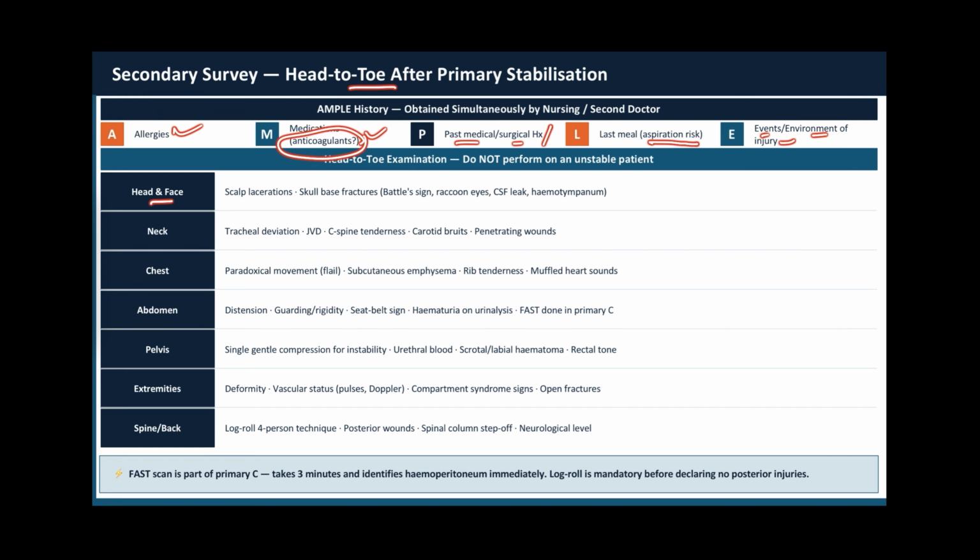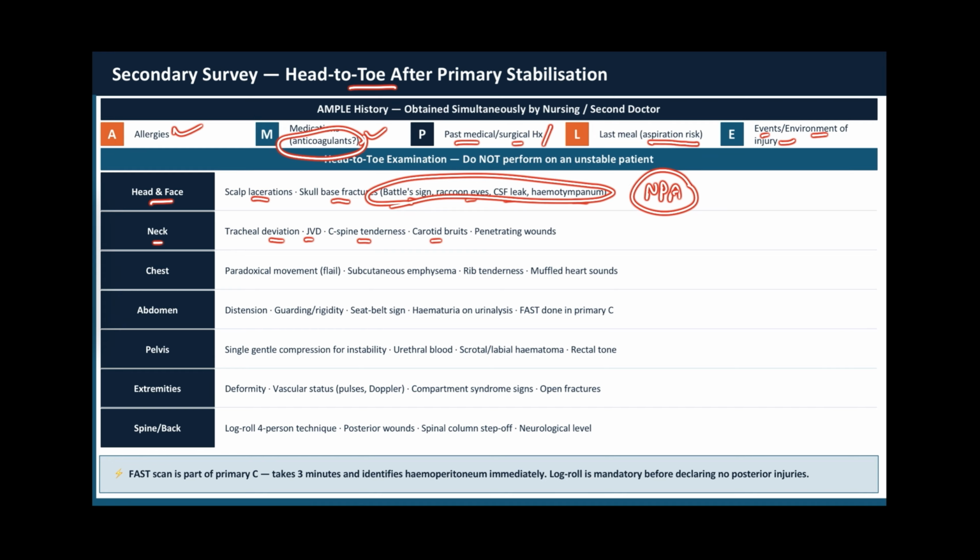In head and face, first and foremost look for scalp lacerations. Once this is done, look for skull base fractures. What are these? These are Battle sign, raccoon eyes, CSF leak and hemotympanum. All these are signs of a base of skull fracture. As soon as you identify any of them, do not use an NPA. Nasopharyngeal airway is contraindicated. Remember this. Okay, and in the neck, look for tracheal deviation, jugular venous distension, and C-spine tenderness.